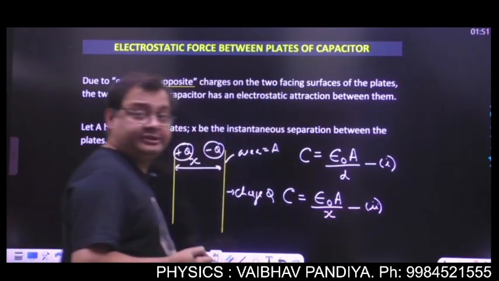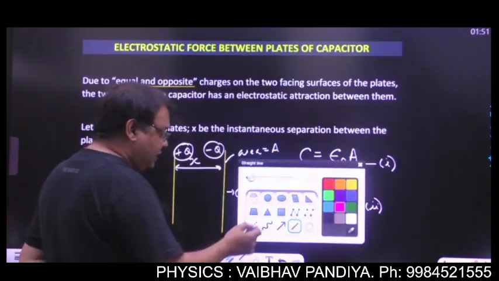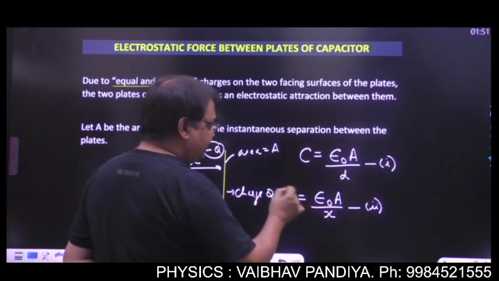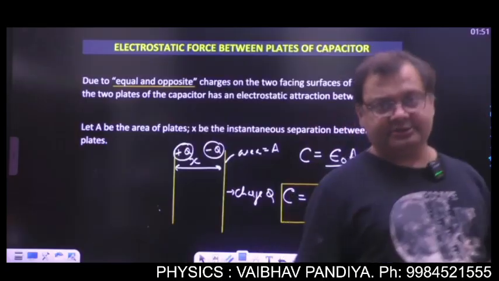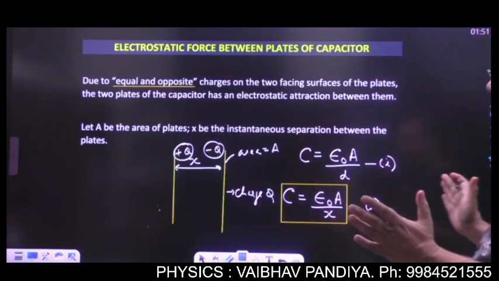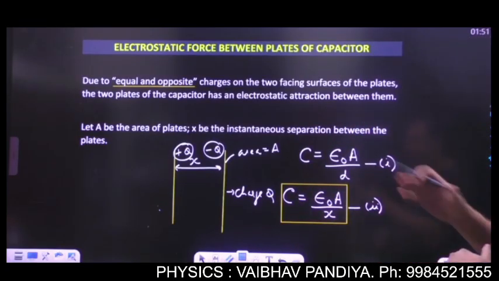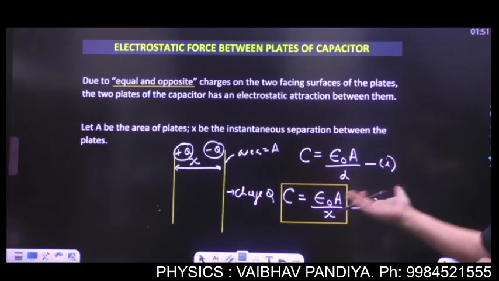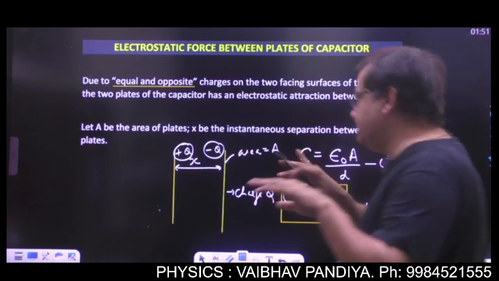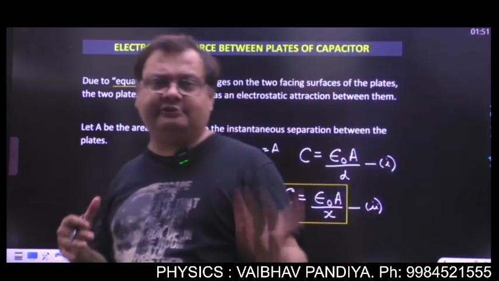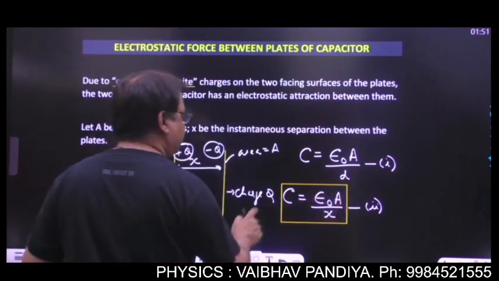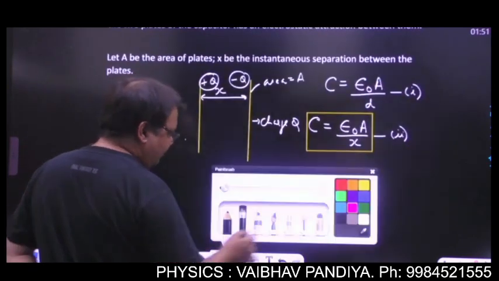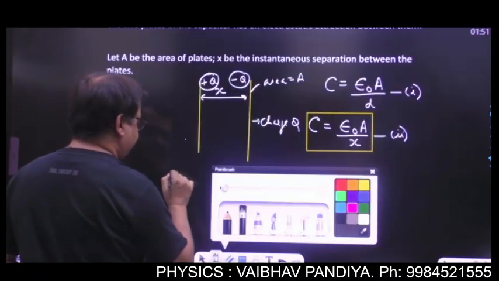So this is the capacitance at this instant. This equation is suggesting that as X changes, capacitance will change, correct? If you are bringing the plates closer, X will decrease, so capacitance will increase. And if you are taking the plates away from each other, X will increase, so capacitance will decrease. Okay. Now, what is the energy of the capacitor at this instant?